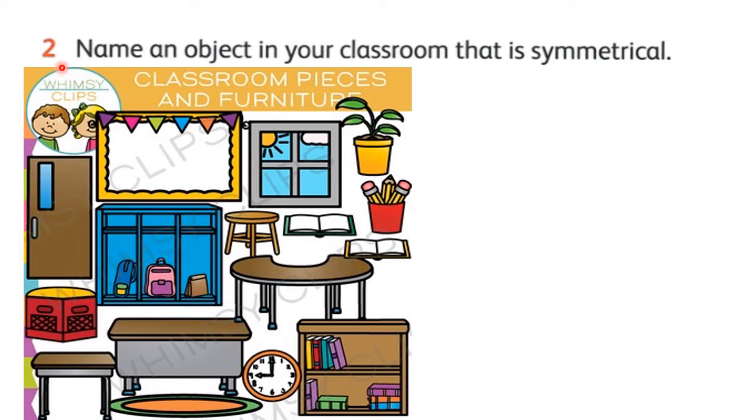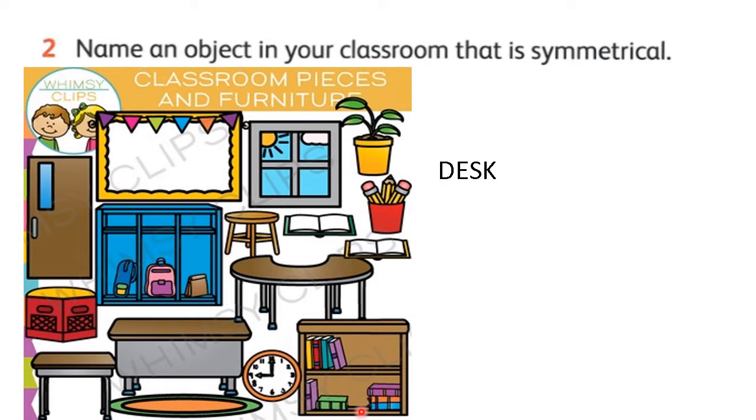Question B2. Name an object in your classroom that is symmetrical. Well, we're not at school now, but we can look at the picture and think about some things that are symmetrical. These are just some examples. Your answer might be different. That's okay. First, here at the front we have a desk, and the desk is symmetrical.